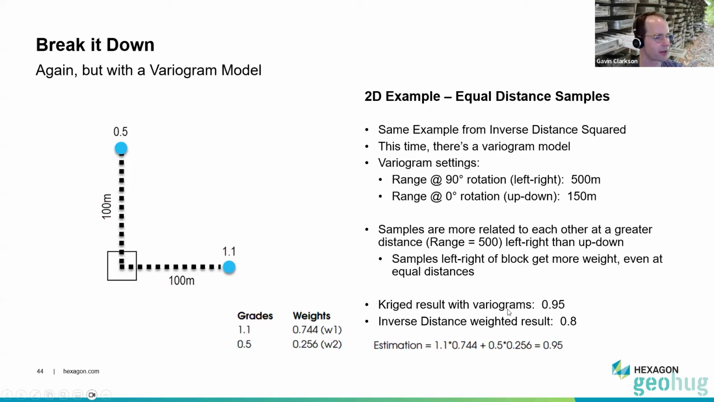And we end up having a final estimate. When we did it with inverse distance, it was a final estimate of 0.8. When we Kriged it with a model that was more continuous in this direction, the higher value gets way more of the weight, so you get a much higher weighted average of 0.95.